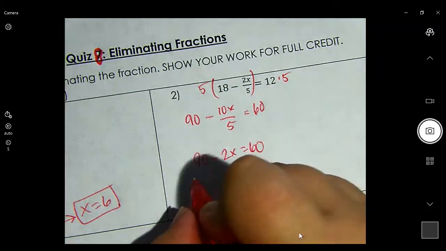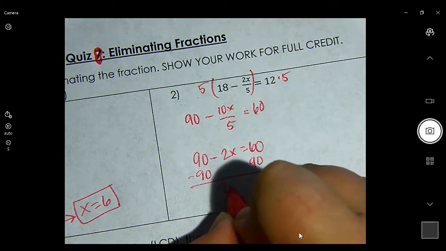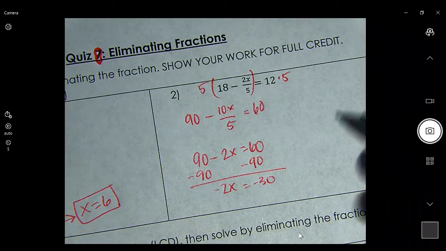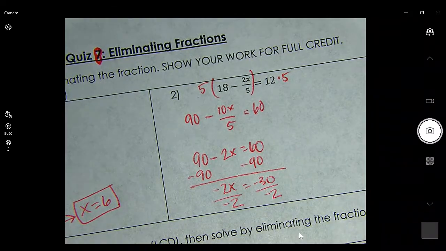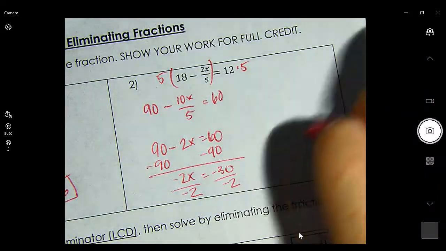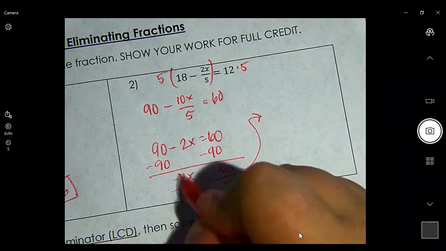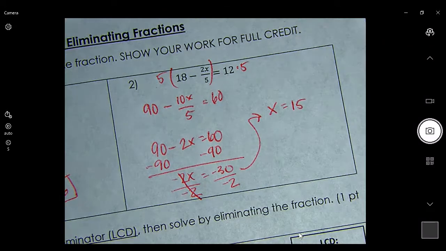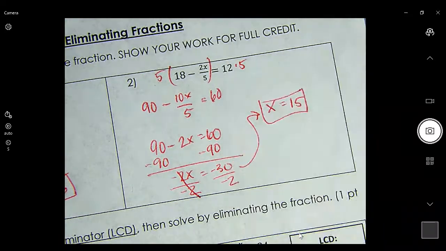Now I'm going to subtract 90 from both sides to get that negative 2x by itself. All right, now it's okay that the x is negative. I just need to remember to divide by negative 2, not positive 2. Otherwise, I would end up with a negative x, and I don't want a negative x. Okay, so if I divide both sides by negative 2, I get x equals positive 15 because a negative divided by a negative is a positive.